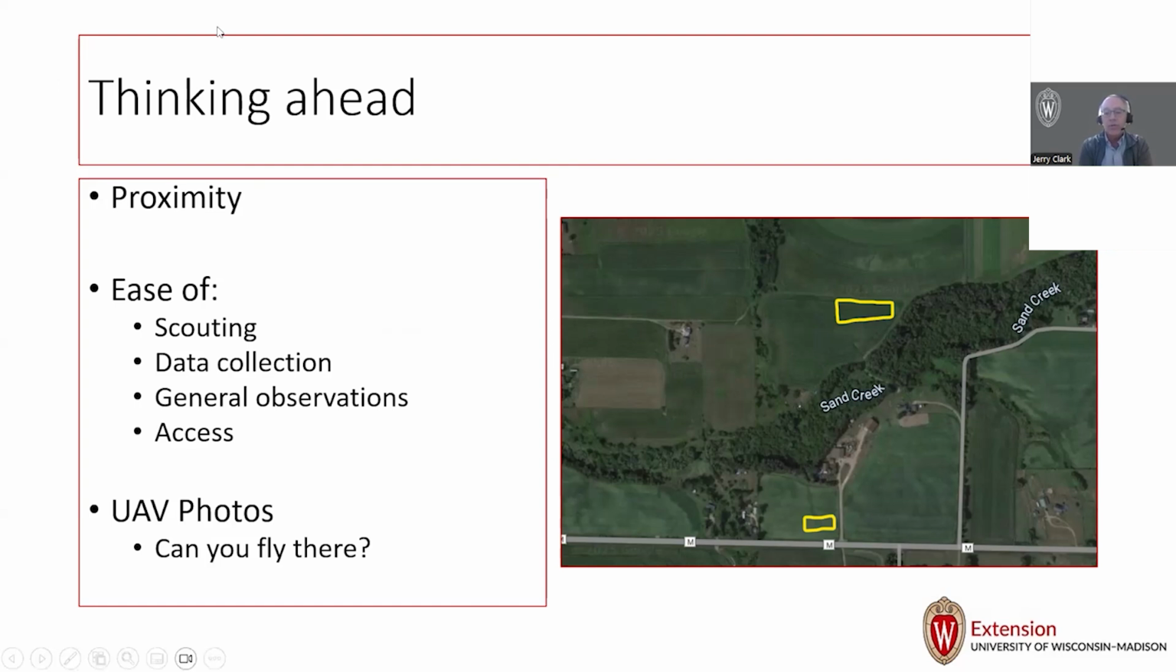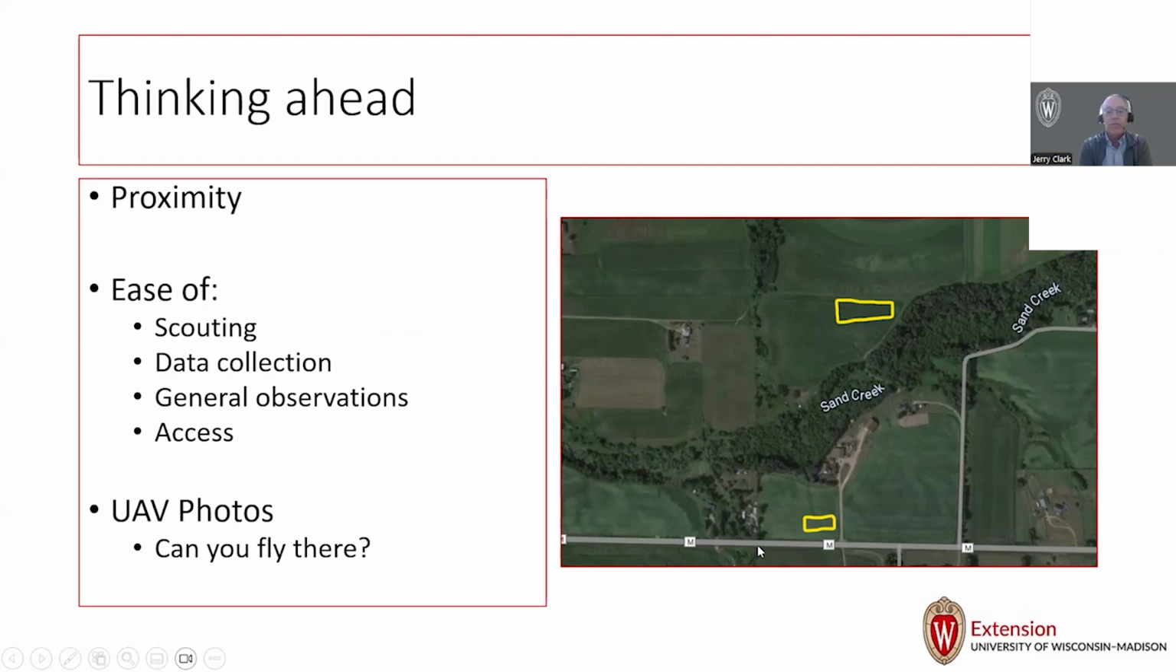I don't know if my pointer is going to show, but down here by Highway M, it was much easier to get into this field, just drive right off the road, and my plot was right there. Versus this field back here, here's Sand Creek. We had to actually drive through the creek to get to this field. There's actually running water that comes through this creek. There's no bridge. The farmer has a crossing built in, basically a hard gravel crossing, and we have to drive through the creek to get to this field.